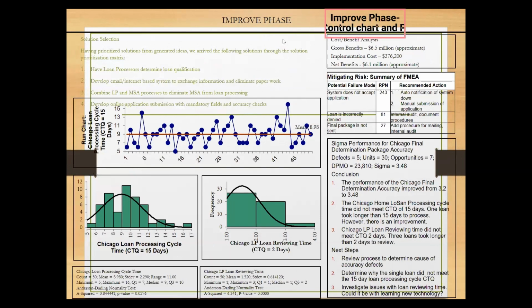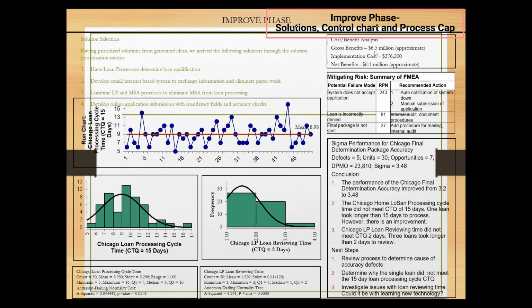And furthermore, now this is the improve phase, where we are getting the solution, right? Loan process determination and loan qualification criteria have been developed, an email and internet based system to exchange information, eliminate the paperwork, and combine the LP and MSA process to eliminate the MSA from the loan processing, develop online applications, and so on. These are all the steps. And then it came down to 8.9 days. There was another problem, the 15 days, and Chicago also came down to 15 days. And the loan reviewing time also came down.